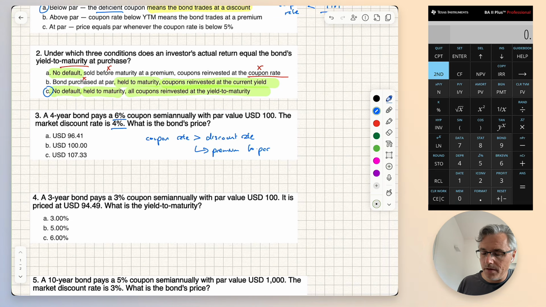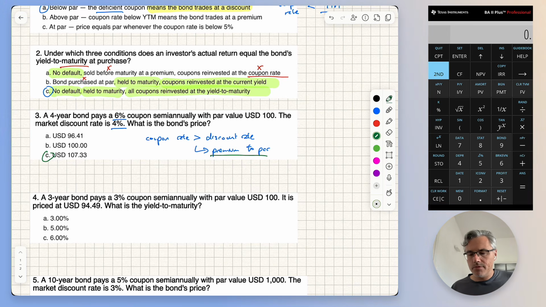People will be paying quite a lot for this bond just to get their hands on it. And sometimes just this observation alone will be enough to answer a question. The question right here, there's only one answer that is at premium to par, and that's the par being 100. That's C. But we can absolutely go and do this on the calculator.